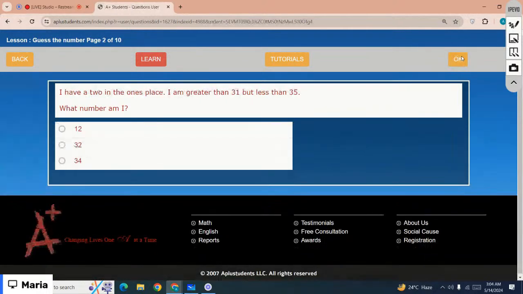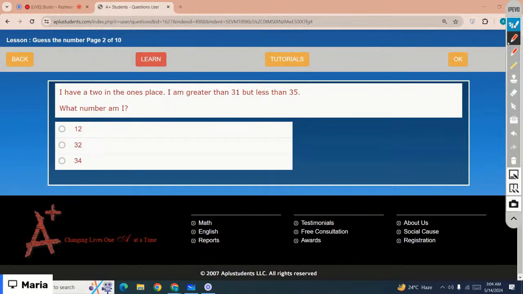Okay, the next one is I am a two digit number. I have a 2 in the ones place. I am greater than 31 but less than 35. So which number it is? Okay, two digit. I have a 2 in the ones place. So here you have 2 at the ones place. I am greater than 31 and less than 35. That means 32, 33, and 34, right? So which number has 2 at the ones place?